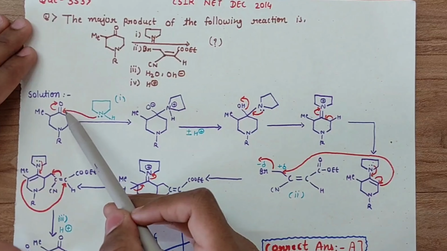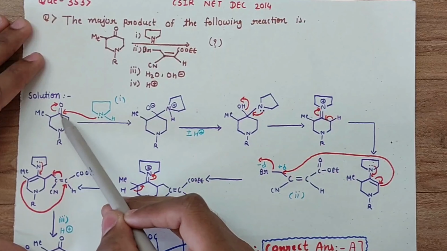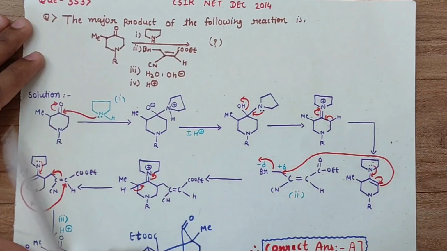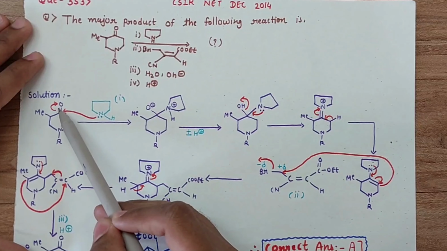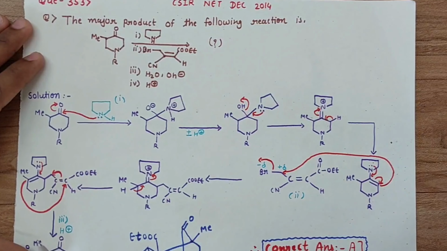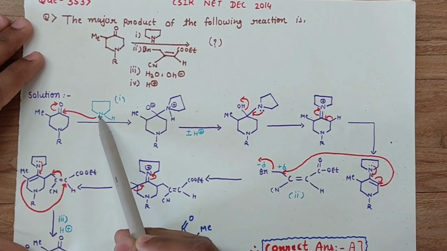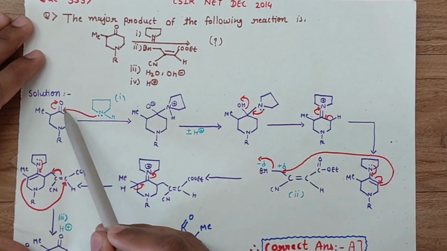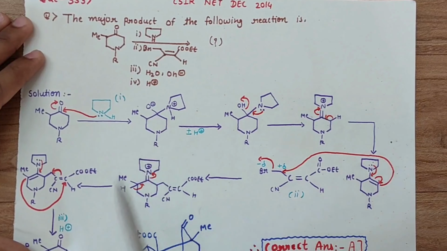In this first case, in the carbon-oxygen double bond, oxygen is more electronegative. So this bond's electrons will shift towards the oxygen side and this carbon becomes partially positive. Here the basic nitrogen, having an extra lone pair of electrons, will attack this side and we get this type of intermediate.